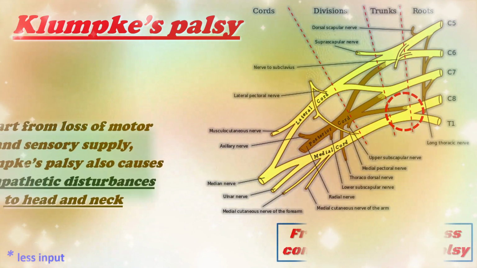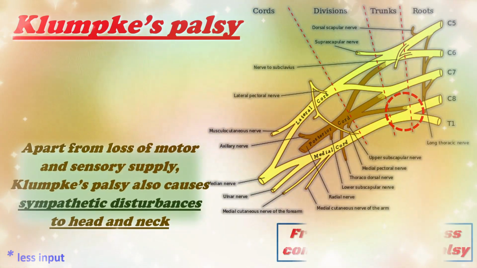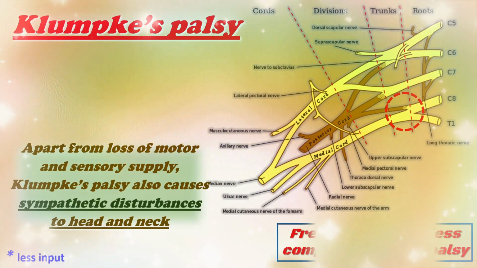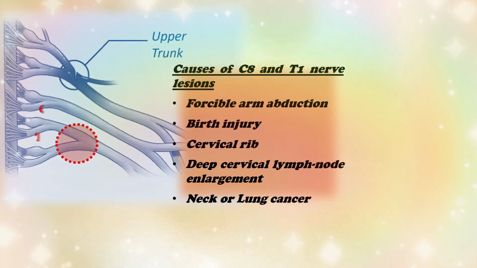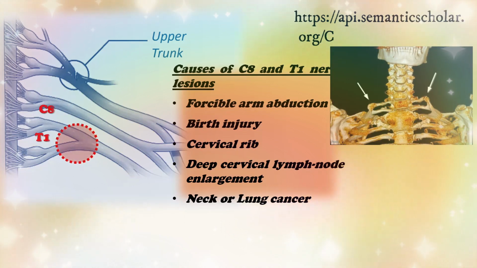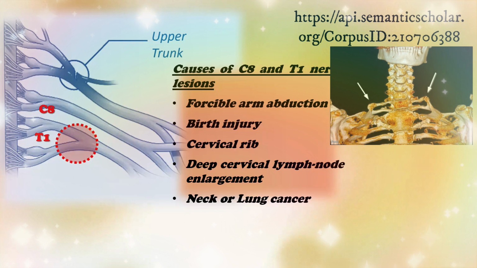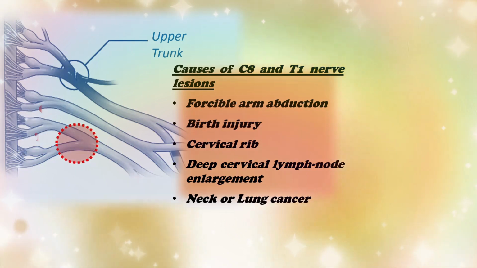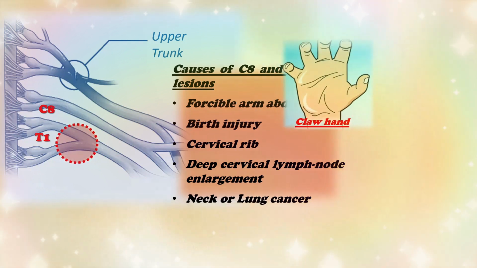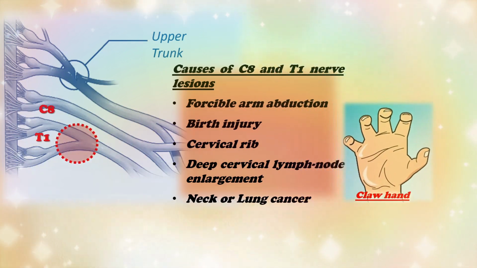Apart from loss of motor and sensory supply, Klumpke's palsy also causes sympathetic disturbances to the head and neck region. C8 and T1 nerve lesions are caused by forcible arm abduction, such as when a person falls and clutches an object to save oneself. Next is birth injury, cervical rib, or deep cervical lymph node enlargement due to neck or lung cancer.